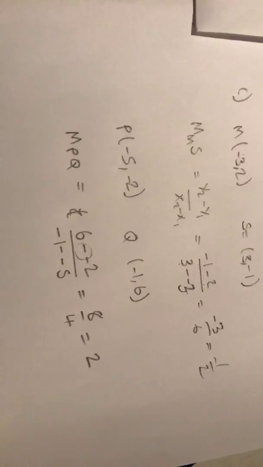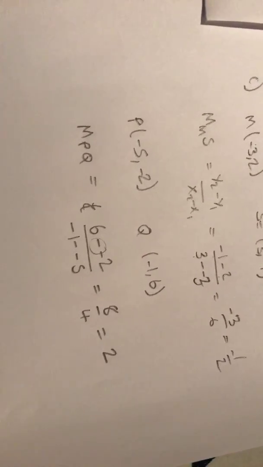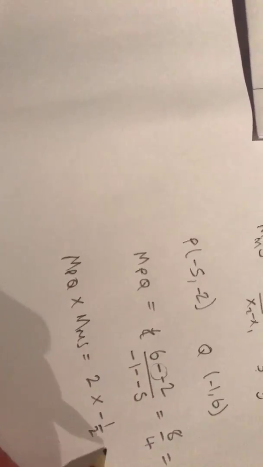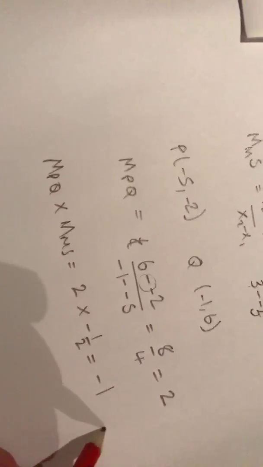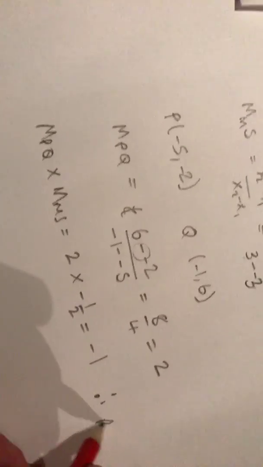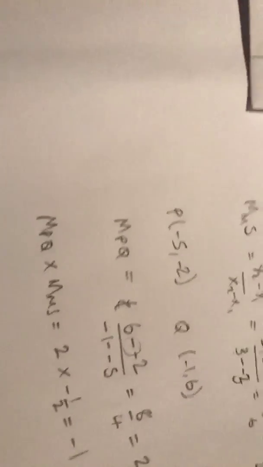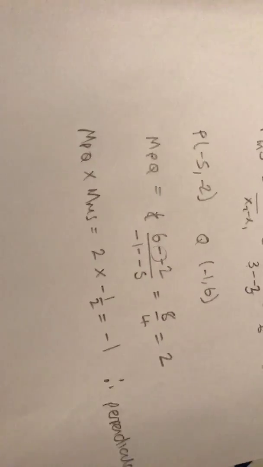Now at this point you can't really just leave the question as it is. What you would probably have to do now is say that the gradient of PQ multiplied by the gradient of MS is equal to 2 times minus a half, which is minus 1, and then we can say therefore perpendicular. It's a fact. Okay, so that's part C.